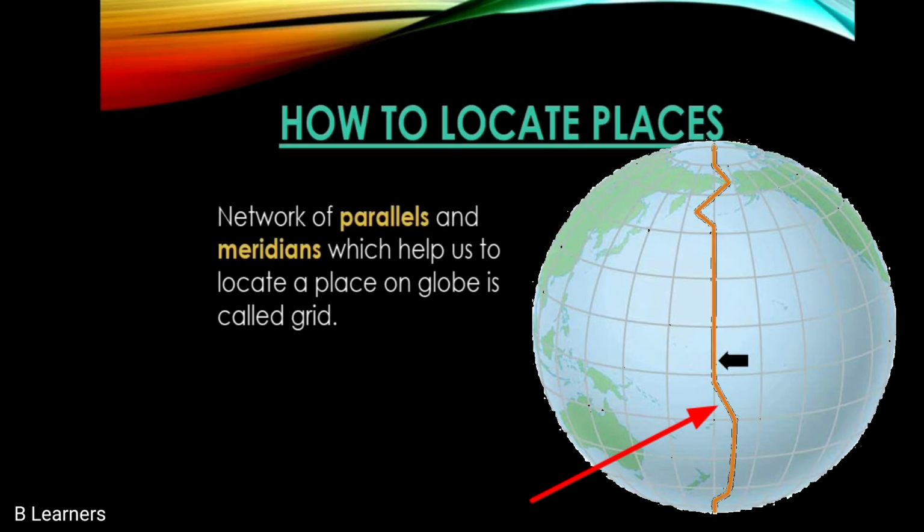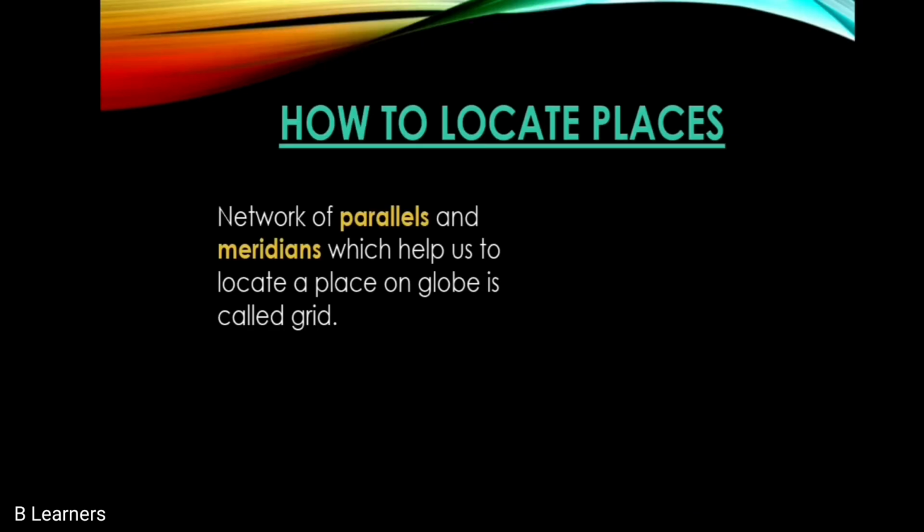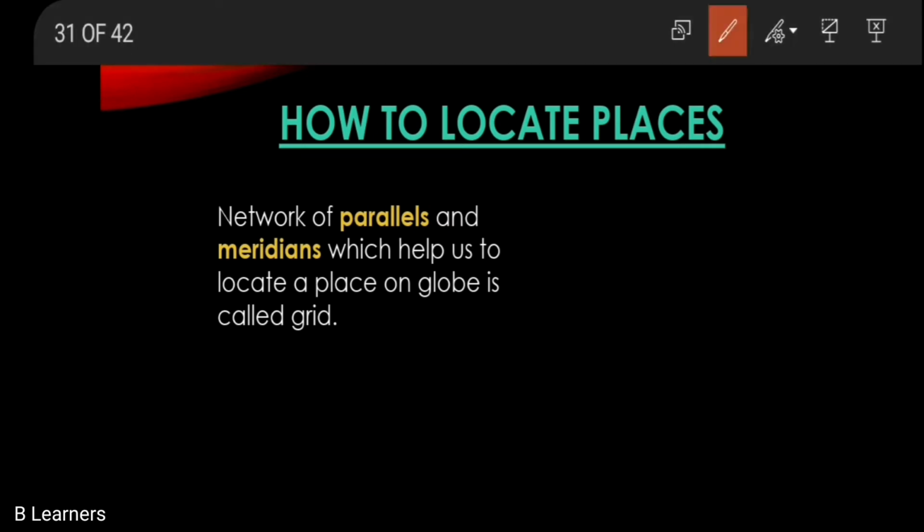Now the most important topic of this chapter is how to locate places on a globe or map. That's very simple. With the help of the grid system, we can locate any country or any particular state on a globe or map. Now what is the grid system? For that you have to see this diagram very carefully. So this is our earth.